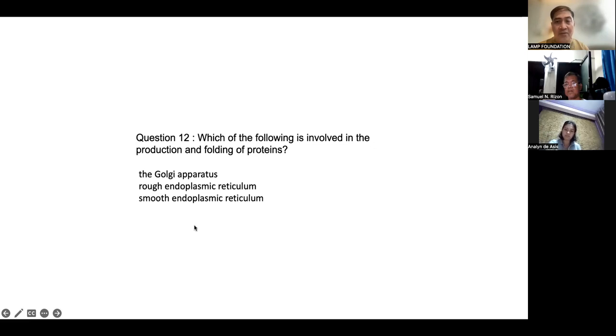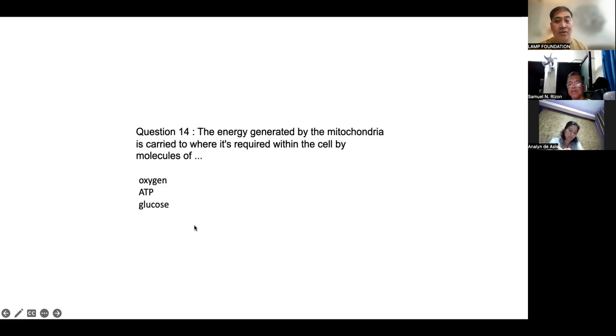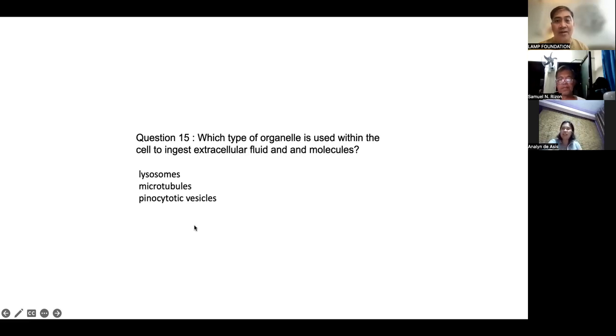Very good. Which of the following is involved in the production and folding of proteins? Rough endoplasmic reticulum. Ribosomes link amino acids together to form polypeptide chains according to instructions from mRNA, the messenger RNA. Very good. The energy generated by the mitochondria is carried to where it's required within the cell by molecules of ATP. Yes, adenosine triphosphate.